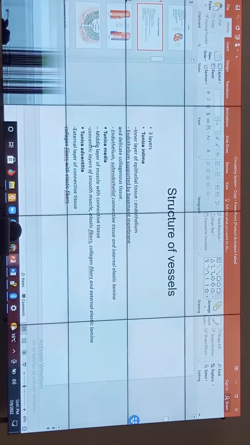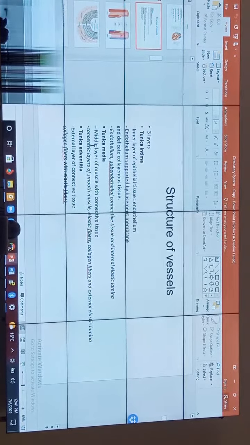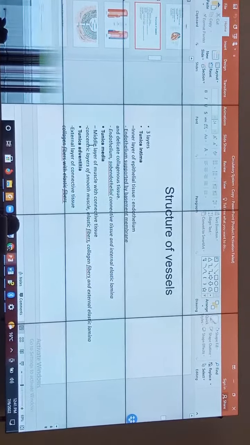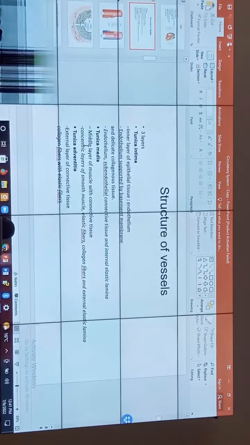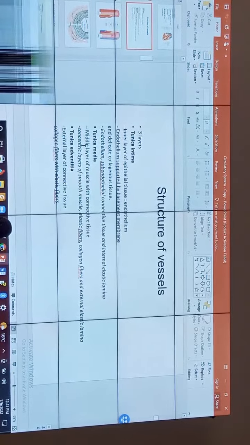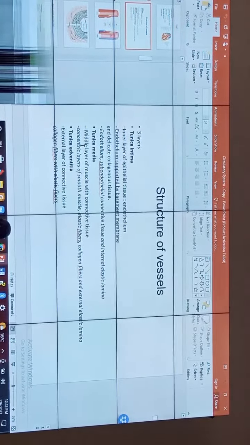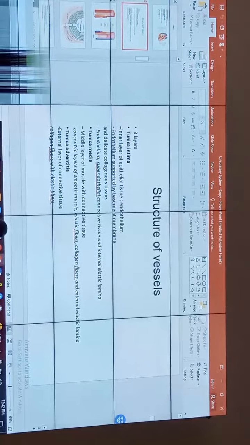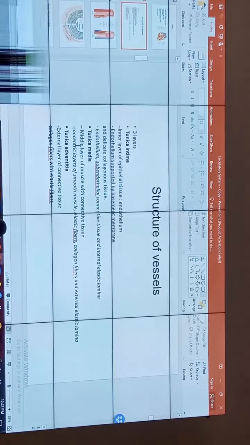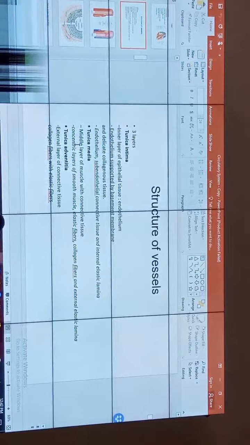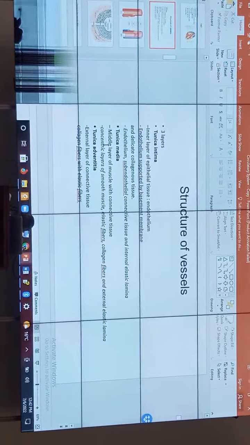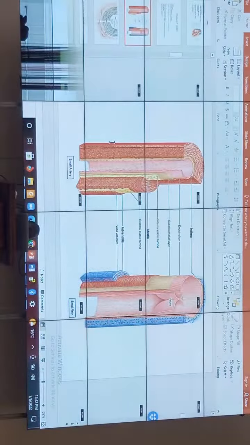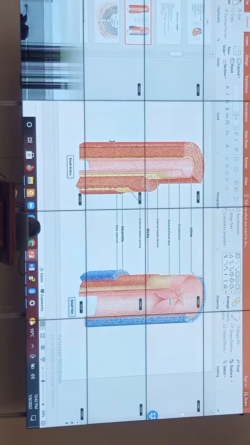Now, as we go on, you will see that not all vessels will have all the three layers. Yes, this is the general structure, but there will be differences. Some vessels may only have the tunica intima. Some will have the tunica intima and the tunica media. Some will have all the three layers. Having said so, let us look at arteries.